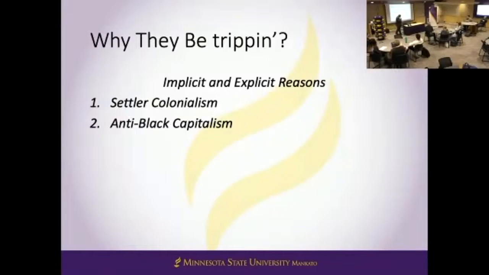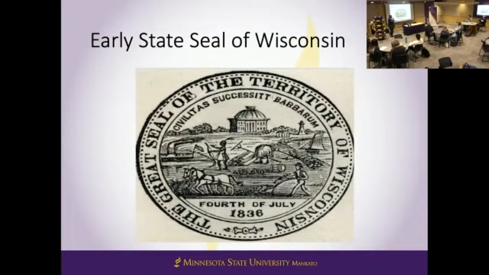Let me give you one example of the settler thing. So I'll read it too. This is actually the early state seal of Wisconsin. And of course, some of it's in Latin. Civilitas successit barbarum. Civilization succeeds barbarism. In the seal, there is an indigenous person, what looks to appear to be one, who has a bow but no arrow. Notice that. Has a bow but no arrow. And the structures are going up all around the land. This person is facing away because they're on the way out. And the settlers are on the way in, establishing ground.